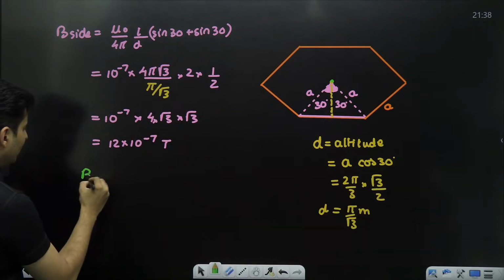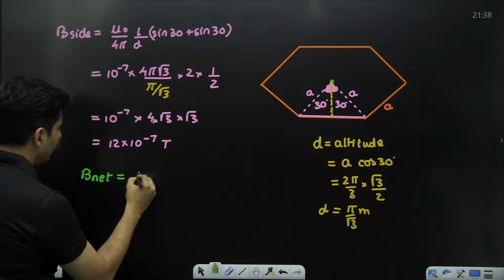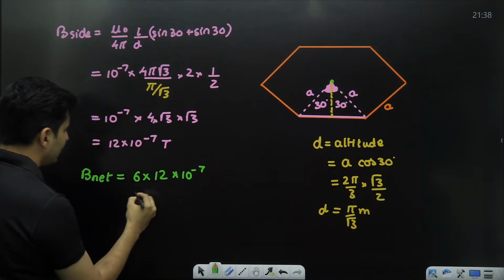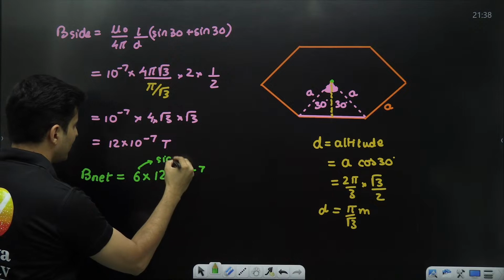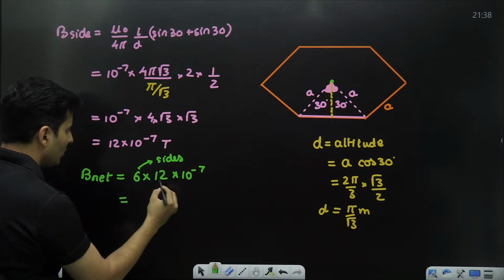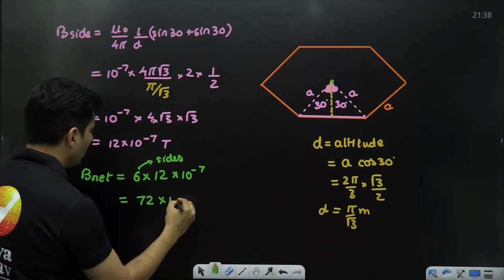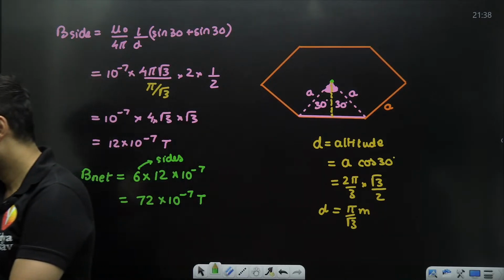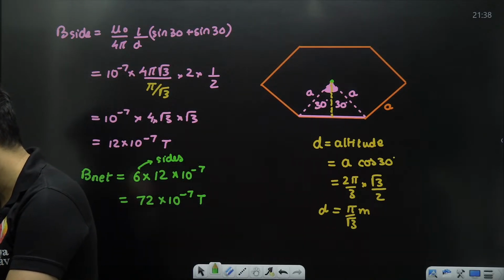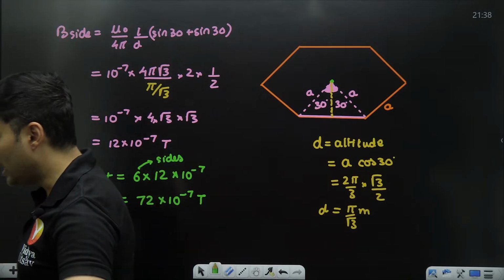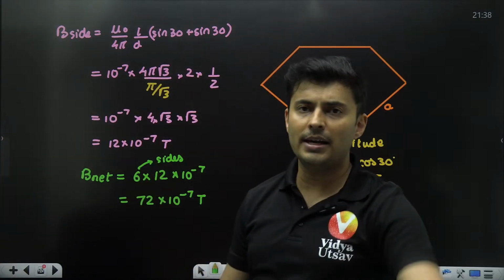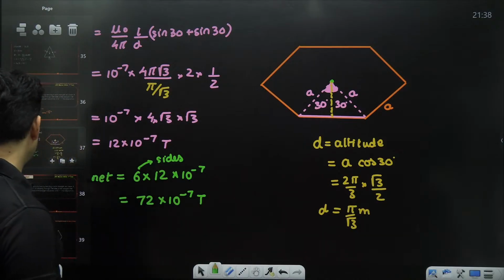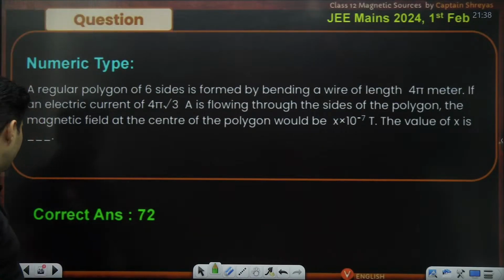We have to find the net magnetic field. So there are 6 sides. So 6 into 12 into 10 to the power minus 7. This is the number of sides that I need to multiply. So 12 6s are 72 into 10 to the power minus 7 Tesla. That is the answer. Is this absolutely clear, my dear warriors? Everybody with me? Yeah? 72 into 10 to the power minus 7. So that was the answer.